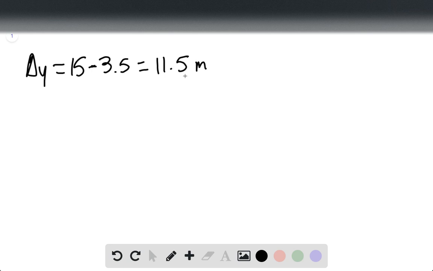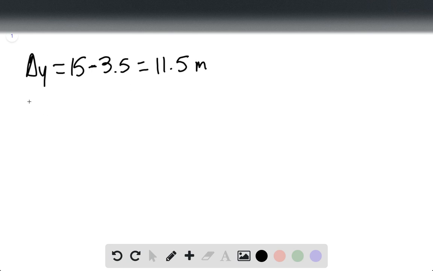So James Bond is jumping off a bridge. The bridge is 15 meters above the ground. However, the truck that James Bond is trying to jump on is 3.5 meters above the ground. So the net delta y is going to be 15 minus 3.5. So this will be 11.5 meters.